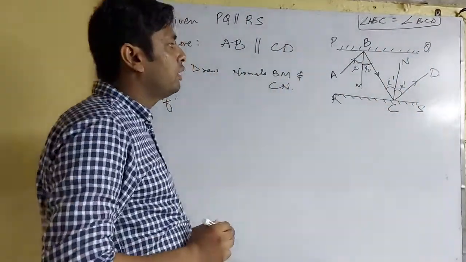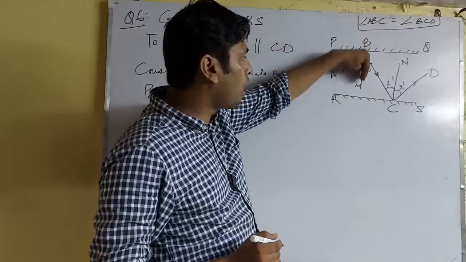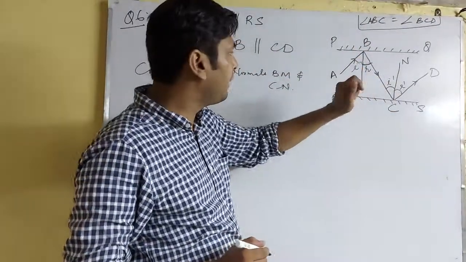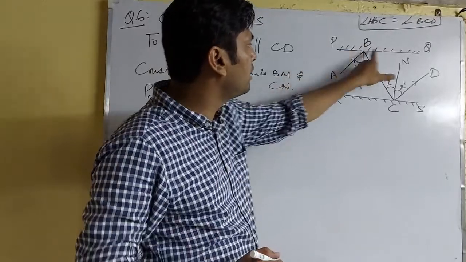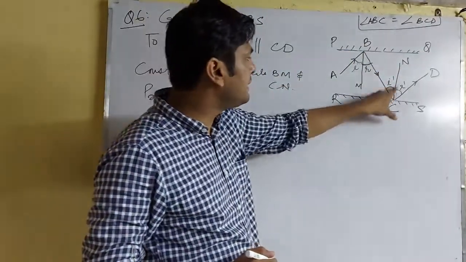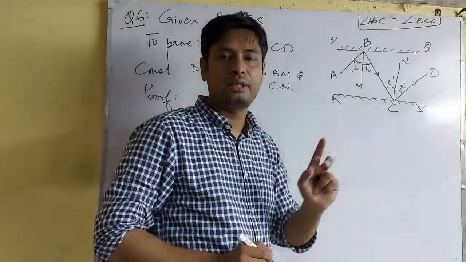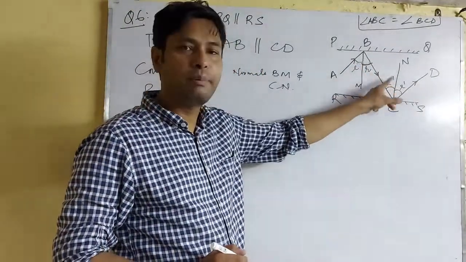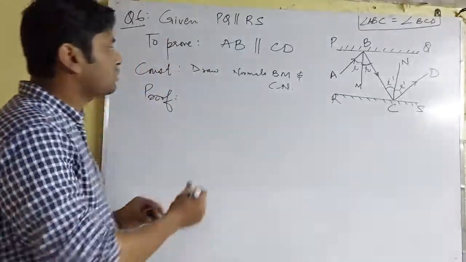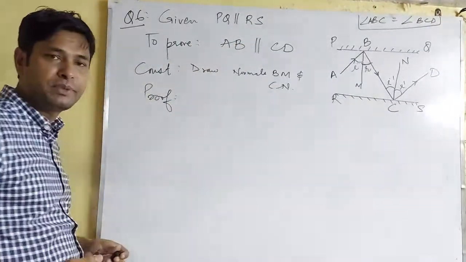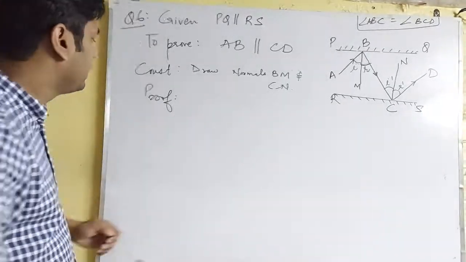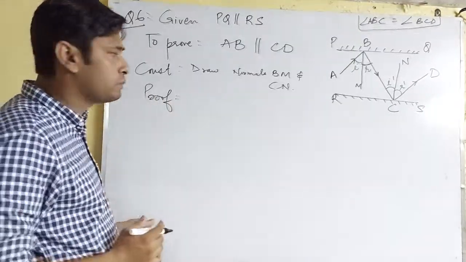Okay, so here we'll draw two normals, one on PQ and one on RS. BM is normal for PQ and CN is normal for RS. In physics, normal means perpendicular. So this is the perpendicular we have drawn. First of all, write "To prove" and all these things, and the construction also. Now we'll start our proof in this manner.